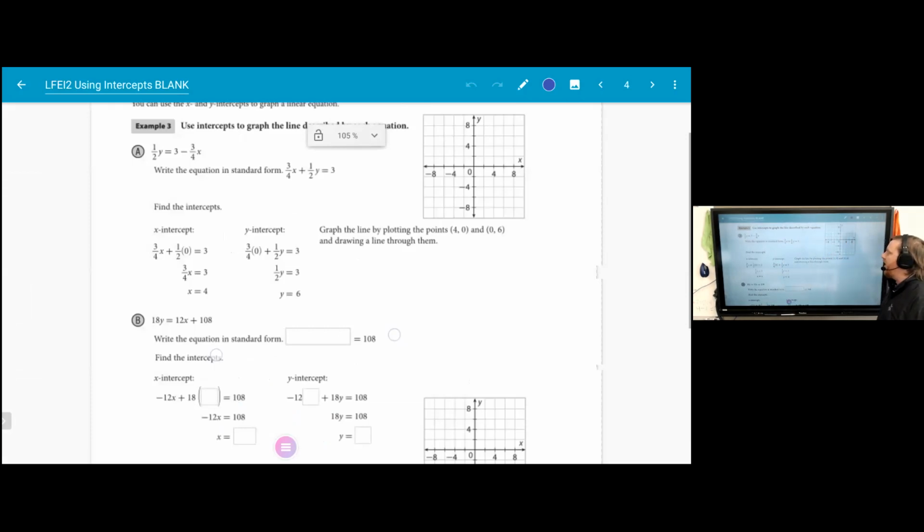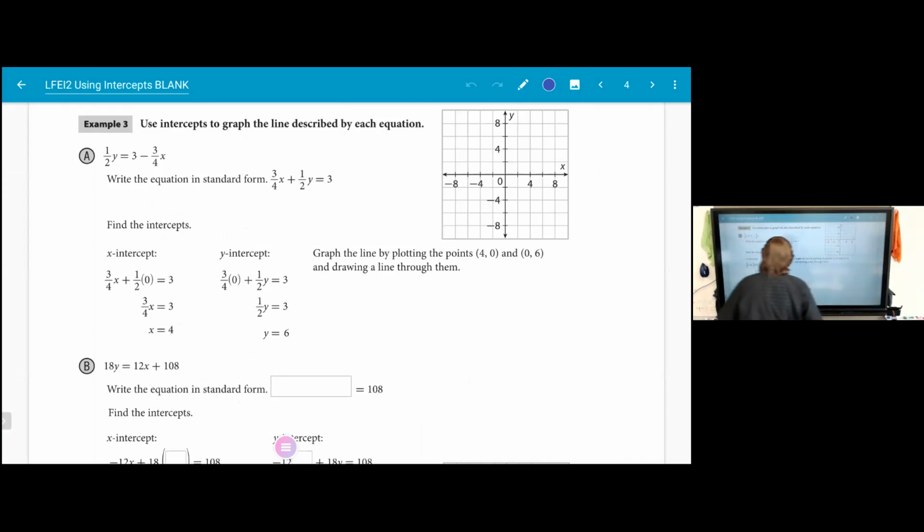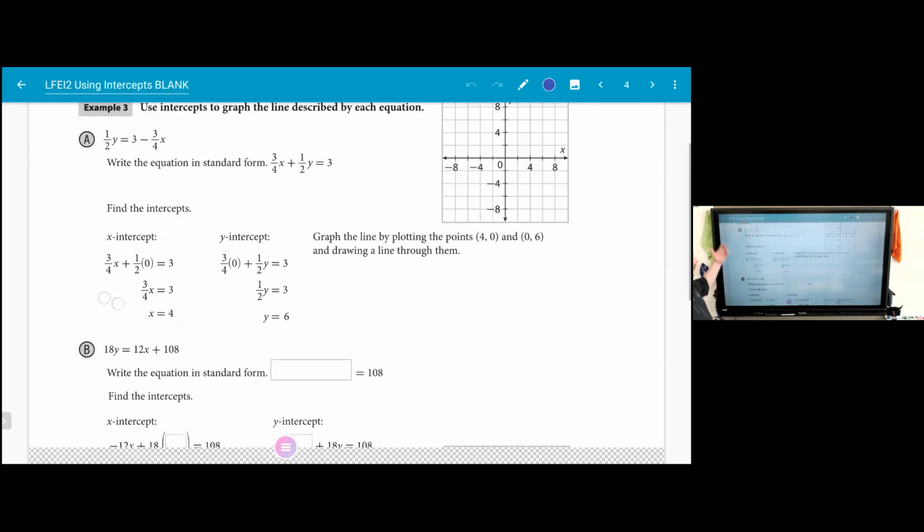We've got half y equals 3 minus 3/4 x. It says write the equation in standard form, which is something like something times x plus something times y equals a number. You can do that, or you don't have to. You could just plug in and solve. We've already been doing that. If you want to, it works, right?